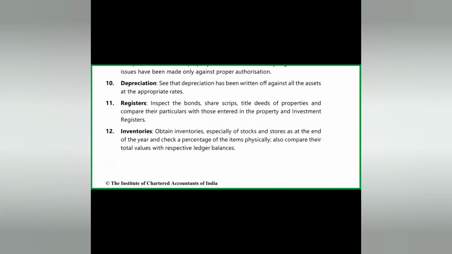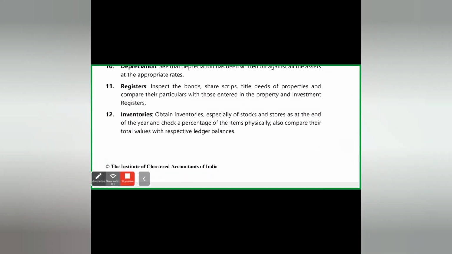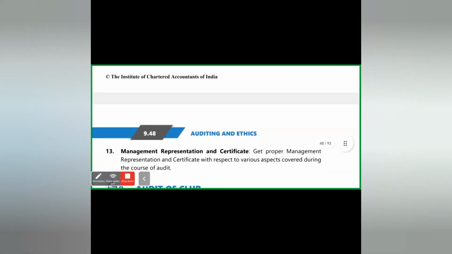Registers: we have to inspect the bonds, shares, scrips, title deeds of properties and compare their particulars with those entered in property and investment register. Inventory, especially of stocks and stores, as at the end of the year, and check a percentage of the items physically. Also compare their total values with respective ledger balances.